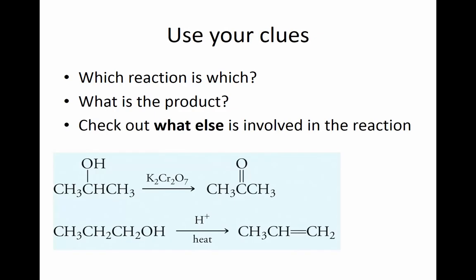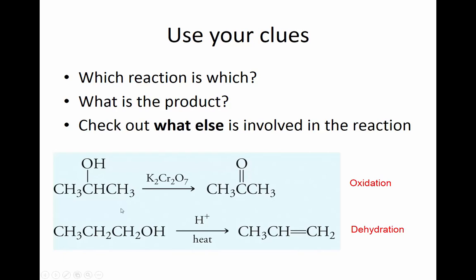And again, you want to use your clues when presented with alcohols and reactions. What's going on here? Is the alcohol being oxidized? Is it being dehydrated? I have no idea. But what else is involved in the reaction? If you see potassium dichromate, you stop and say, okay, I've got an alcohol, potassium dichromate, aha, that's an oxidation. So basically I'll turn this OH into a carbonyl oxygen, C double bond O, as an oxidation reaction. If you see acid and heat, and these are catalysts, you can think to yourself, okay, this is an alcohol, so this must be a dehydration reaction.